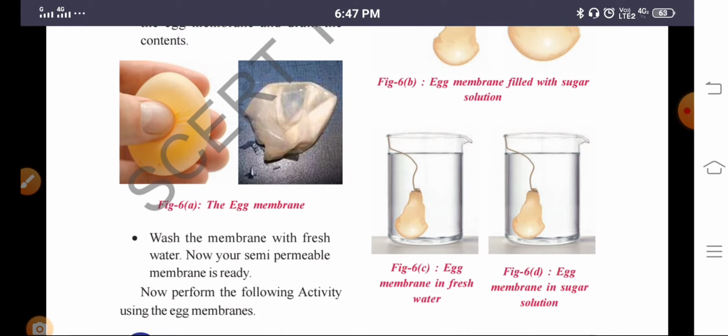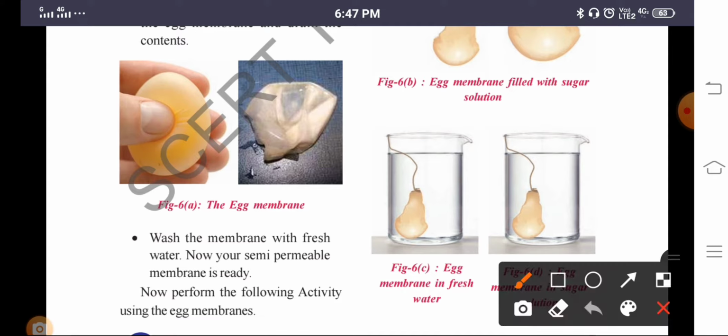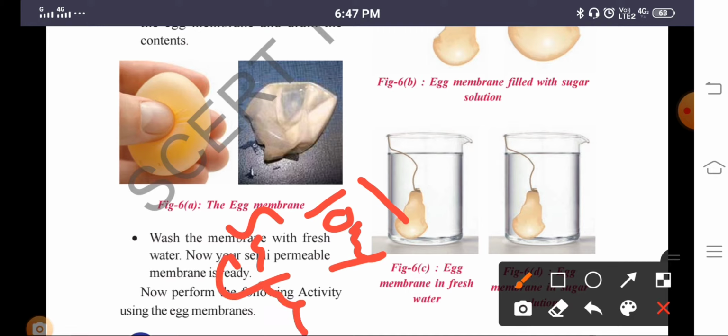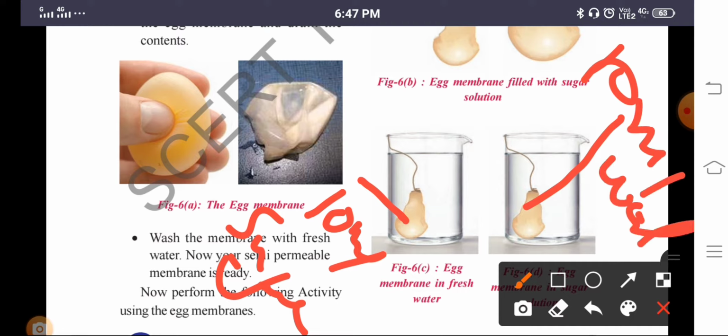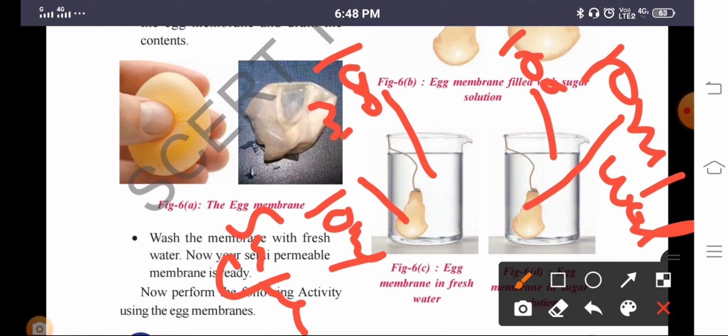So now let us discuss what the important incidents are that occurred in figures C and D. Here, in this plasma membrane we have taken 10 ml of sugar solution. In this one we have taken 10 ml of water. In this beaker we have taken 100 ml of water. In this beaker we have taken 100 ml of sugar solution.